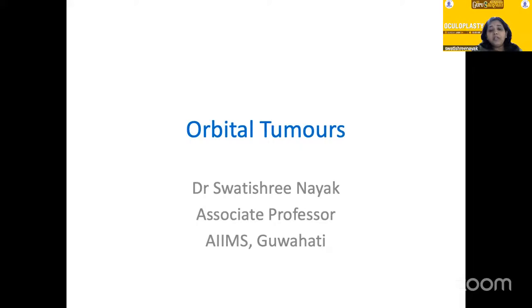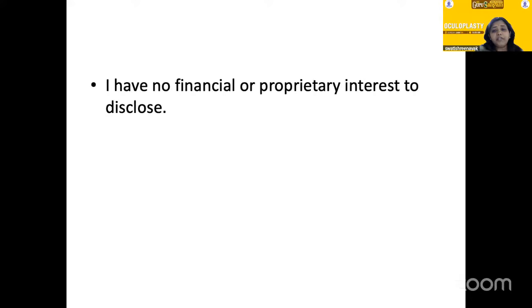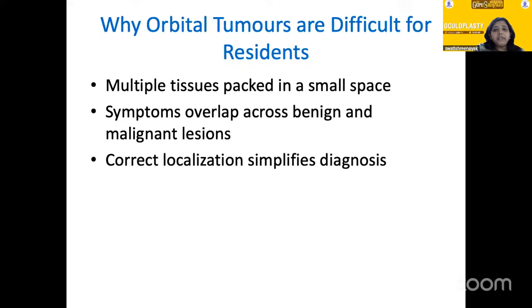Okay, so good morning. I'm Dr. Swatishree, working as an associate professor at AIIMS Guwahati. My topic for today is orbital tumors. I have no financial or proprietary interest to disclose. So why are orbital tumors difficult for the residents? The orbit is a very compact space which encompasses the globe, the optic nerve, multiple neurovascular structures, and complex musculotendinous structures, all of which are required for the precise orchestration of ocular movements.